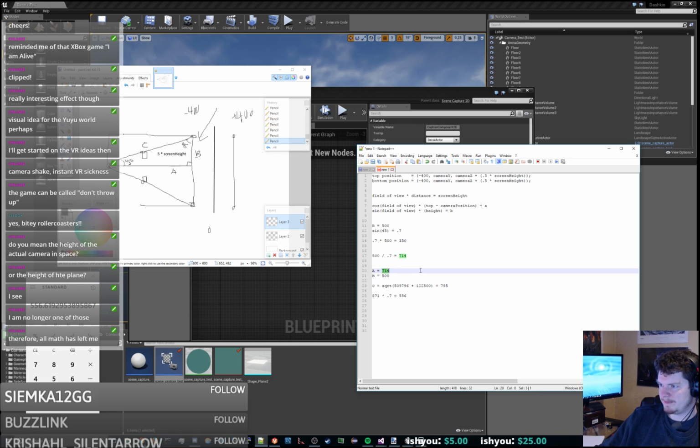So what should this be? Basically it's going to be something divided by something times the cosine of the angle. So it's going to be x times the cosine of the angle equals 500. So basically it's going to be 500 divided by x equals that, or 500 divided by the cosine, so it should be 500 divided by that is 714.